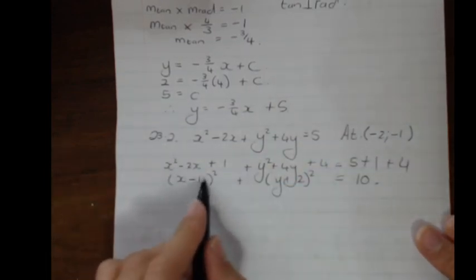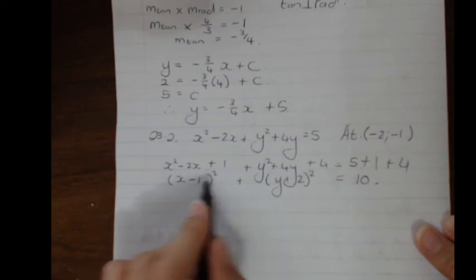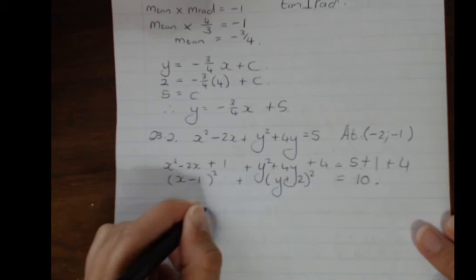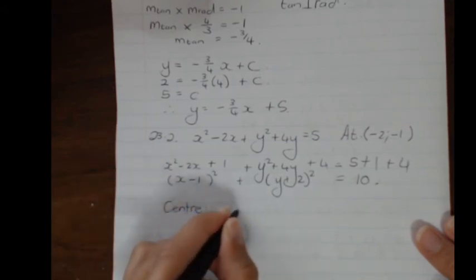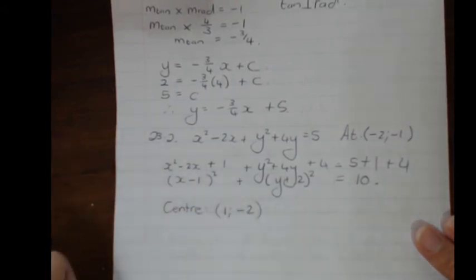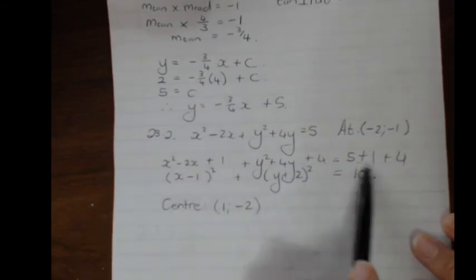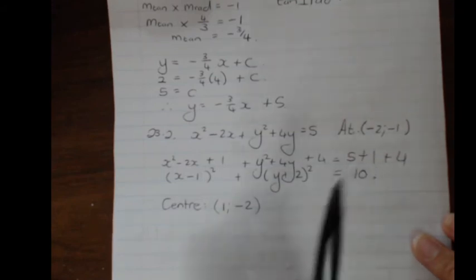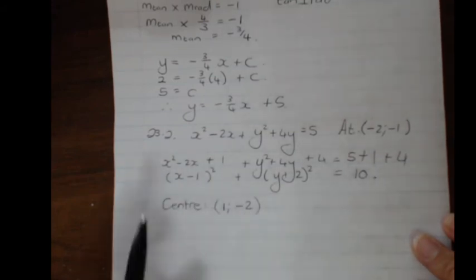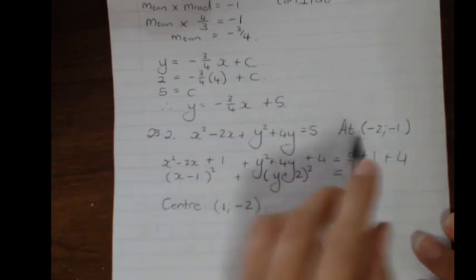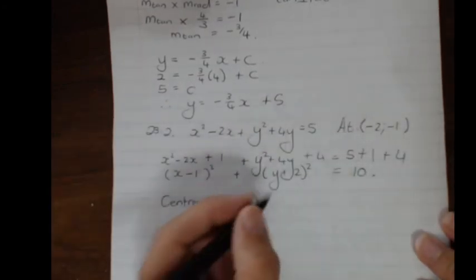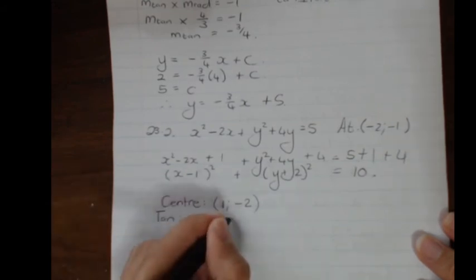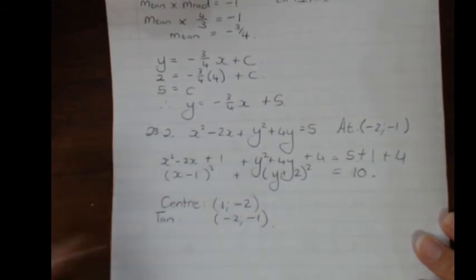So the coordinates of the center of the circle is 1, -2. Can you see that? The center of the circle is at 1, -2. This is not really relevant for this question, but just take note that the radius is root 10. It's square root of 10. Okay, but the center of the circle at 1, -2, and I have the point of tangency here as the tangent goes through the point -2, -1.